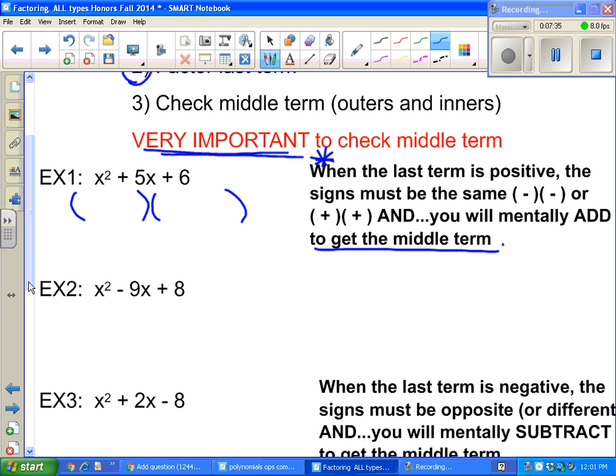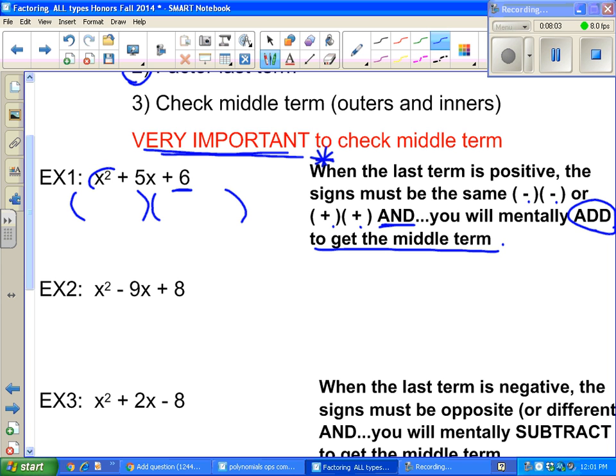But when the last term is positive, the signs must be the same, because if you remember, we're going to be multiplying 2 numbers to get positive 6. We can only multiply a positive times a positive, or a negative times a negative, and end up with a positive 6. Something else, and you will mentally add to get the middle term. That's where a lot of students can sometimes do these in their head.